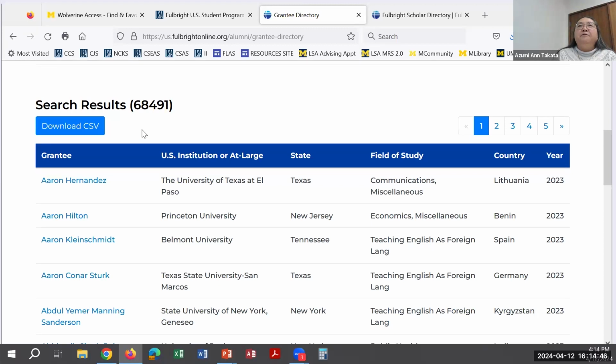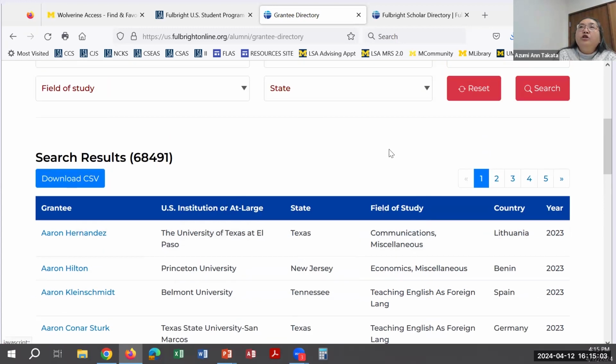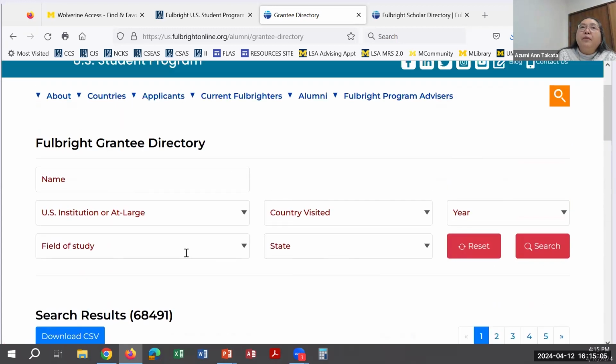That is the entire set of the Fulbright U.S. Student Program recipients going back to the inception of the program in the late 1940s. And you can see that there's the name, the institution, their home state, field of study, where they went and the year. And you can search for them using this information here.